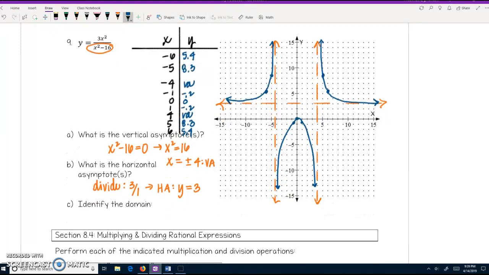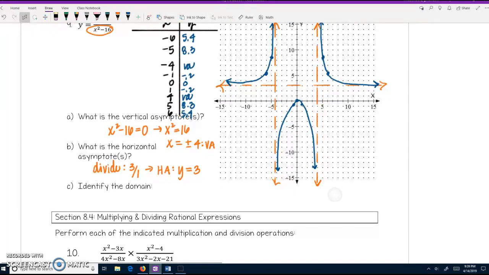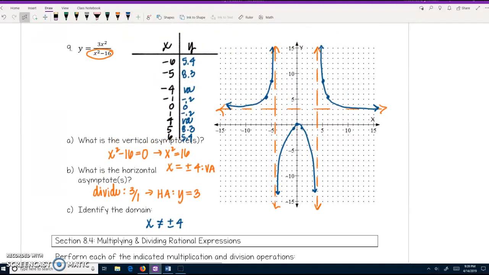So for these, we just want to be able to identify the domain. We're not going to have to worry about the range. But my domain is just what my x values cannot be equal to. So in this case, they're not going to be able to equal positive or negative 4. So that's our most complicated rational function graph that we can come across.